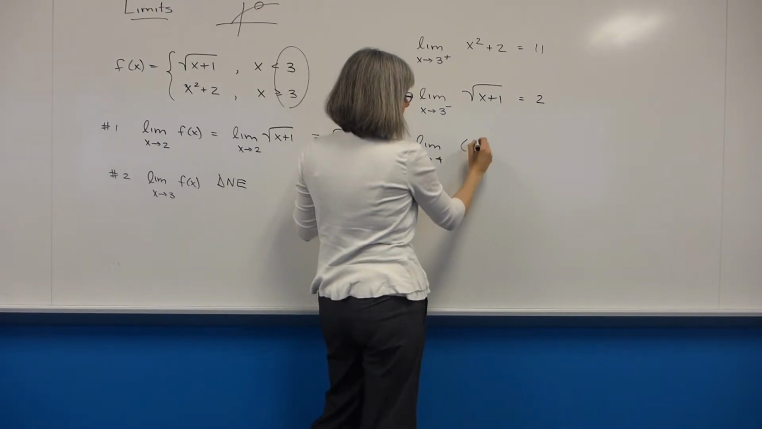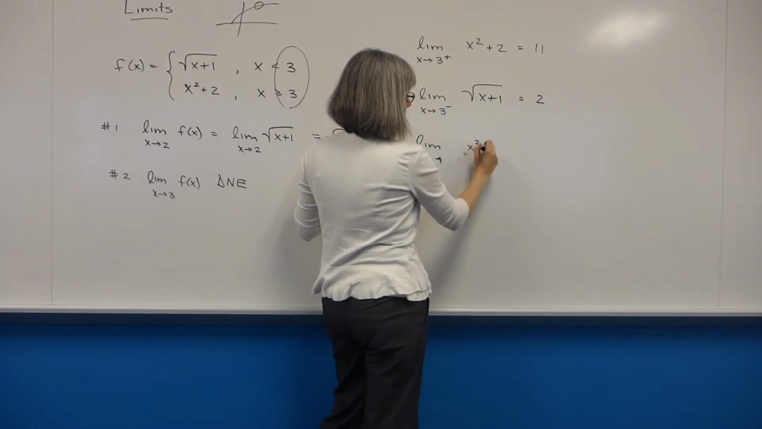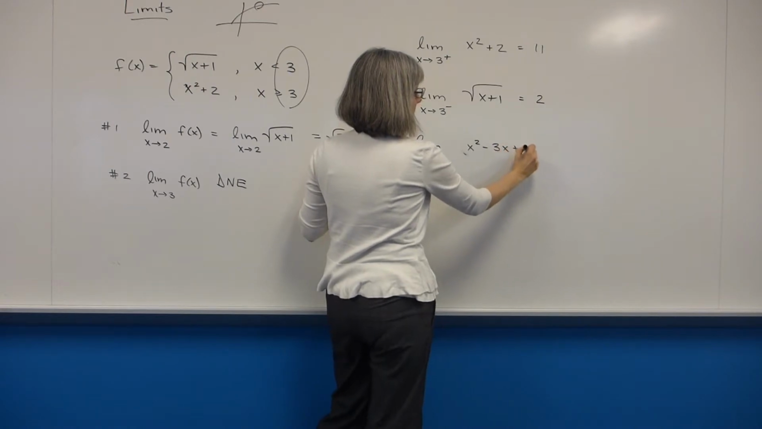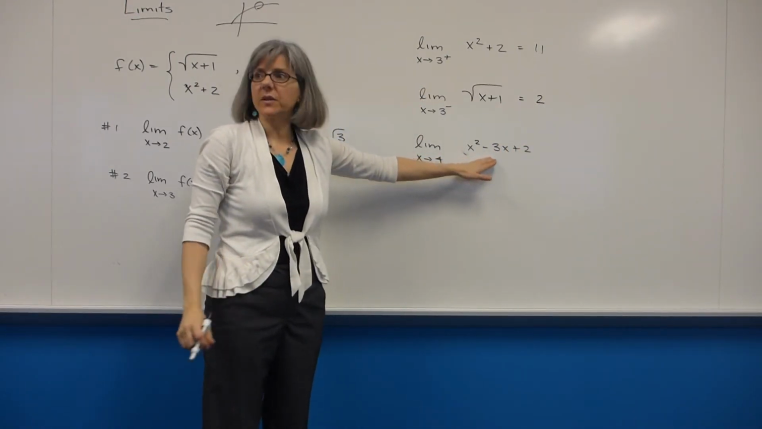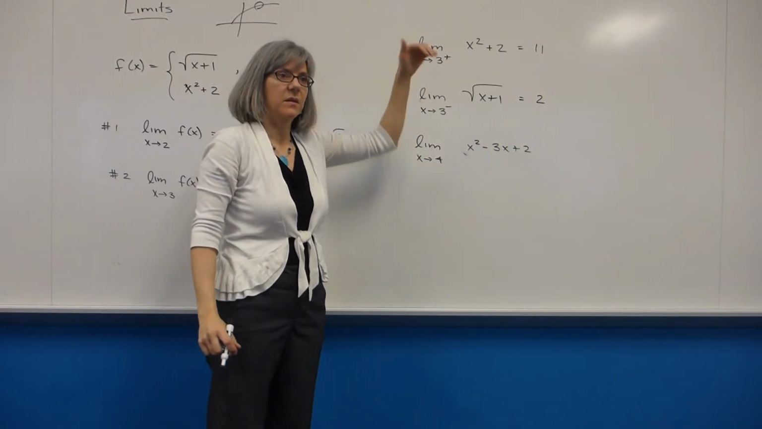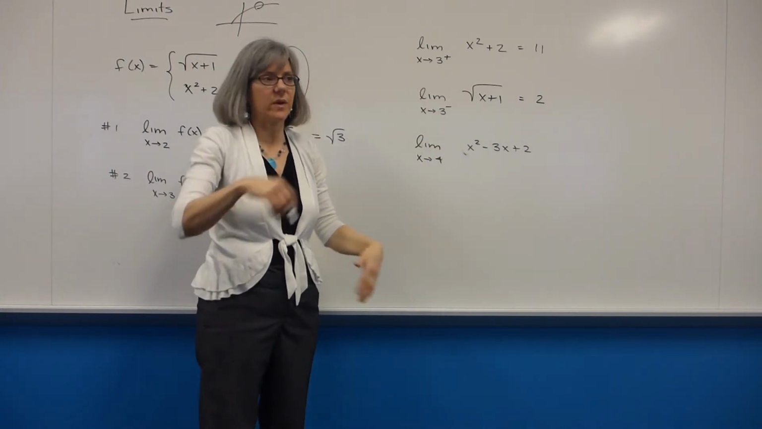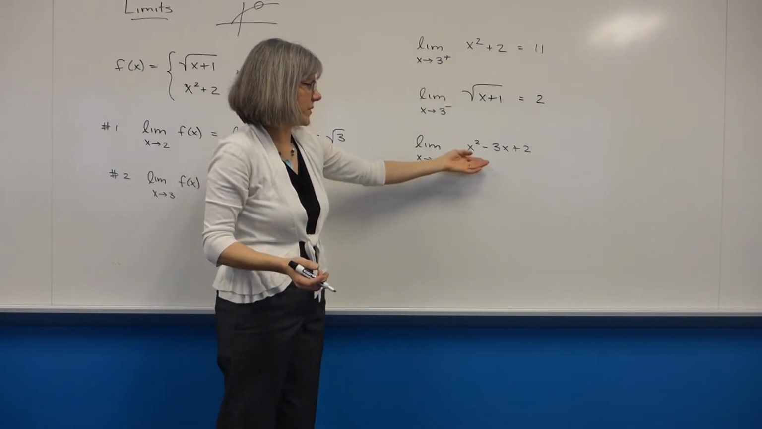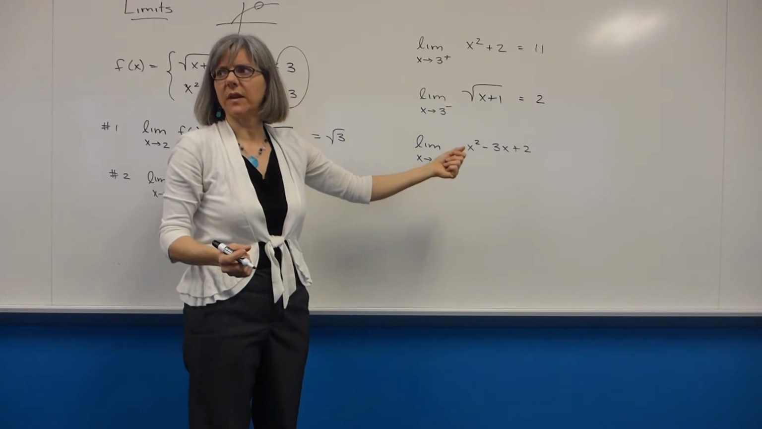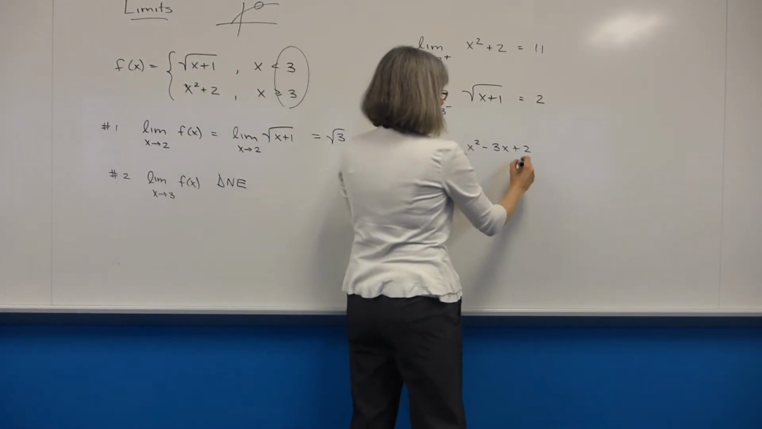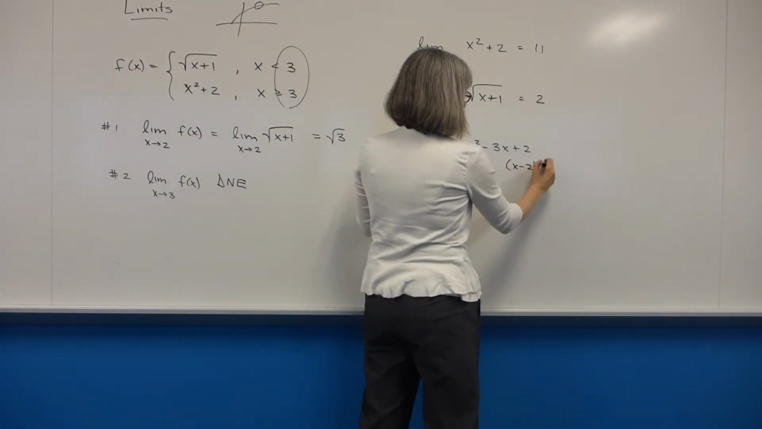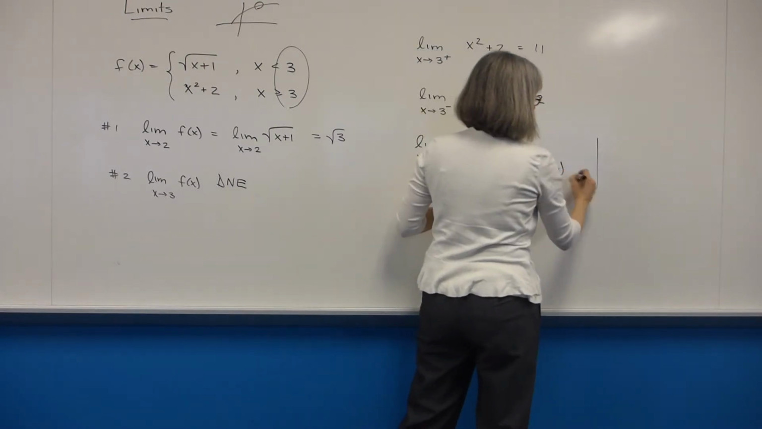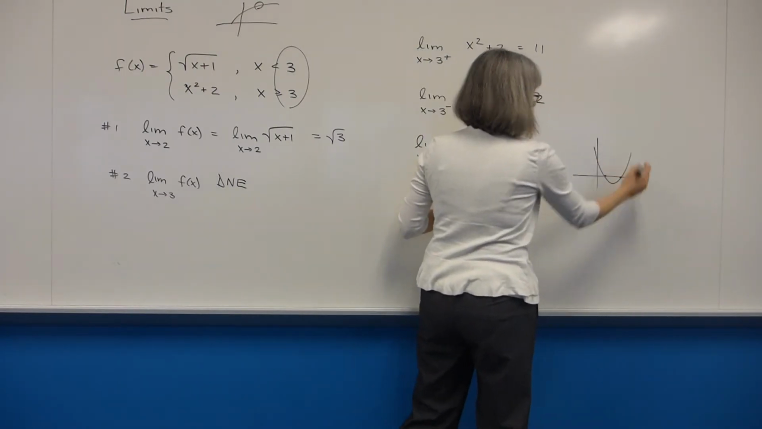Same thing if I wanted to know the limit as x approaches 4 of x squared minus 3x plus 2. What kind of a function is this? It's just a polynomial, right? It's going to go up and down. Does that one factor? Yeah, so this one is x minus 2, x minus 1. So if you wanted to graph it, you know it goes through here.